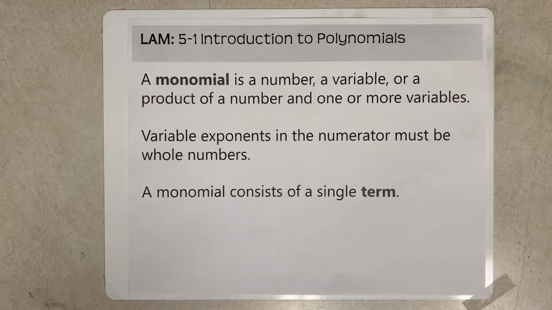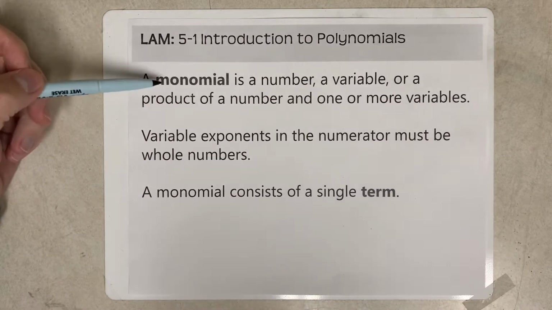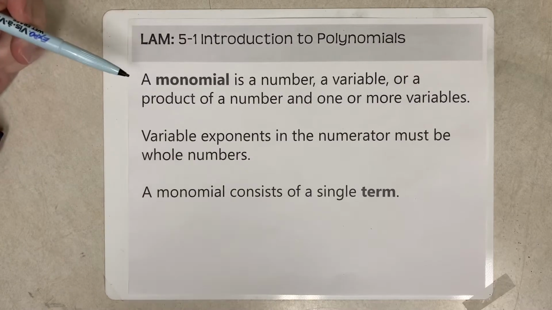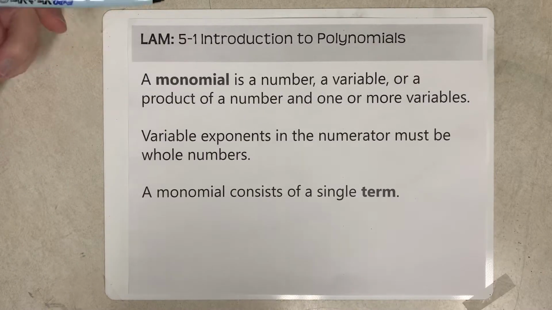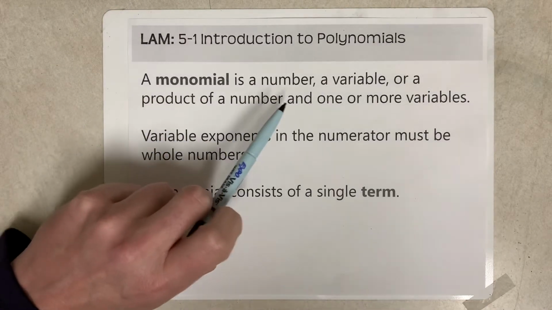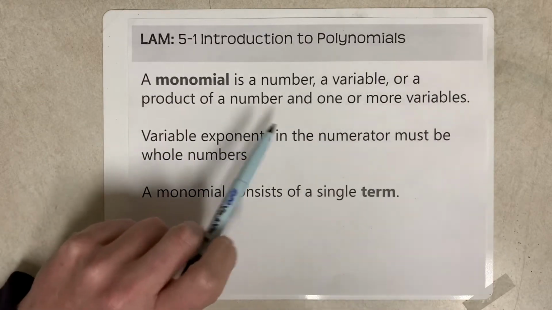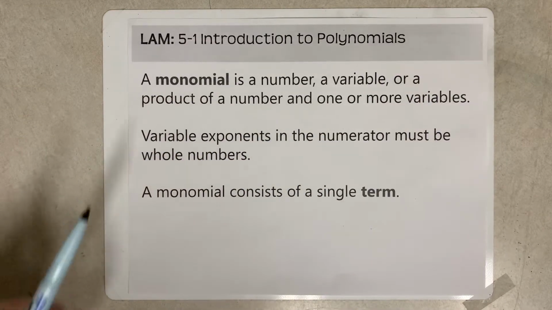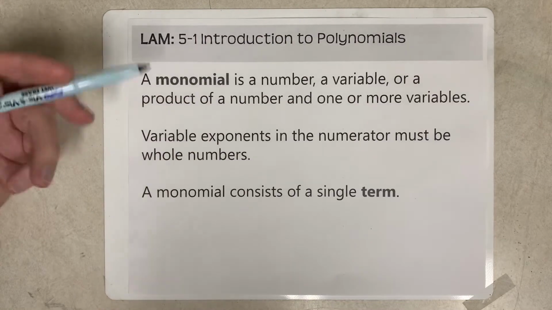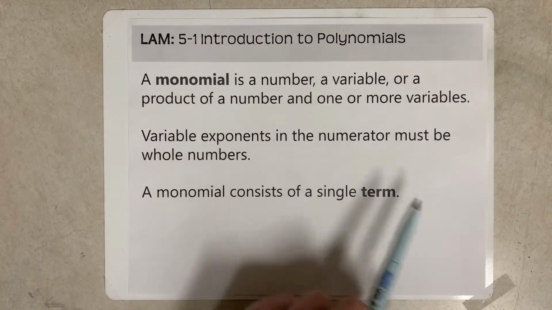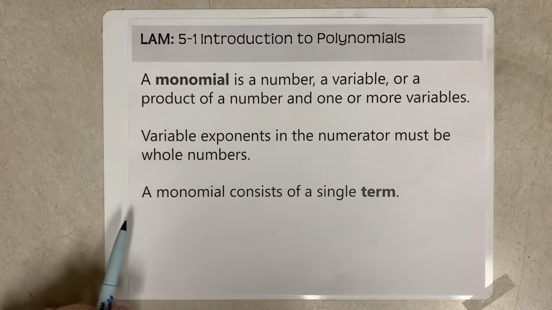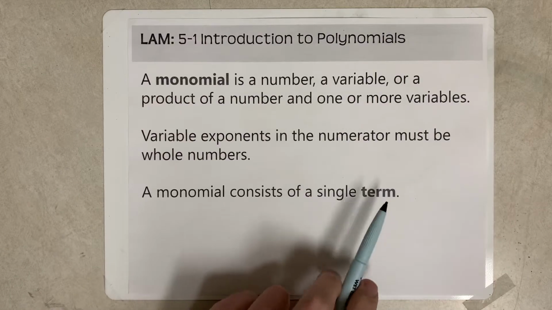And so when we talk about polynomials, the first thing you need to talk about is a monomial. The definition that I'm going to give you of a monomial is a number, a variable, or a product of a number and one or more variables. And I'm going to give you some examples of these here in a second. Variable exponents in the numerator must be whole numbers, and a monomial consists of a single term.